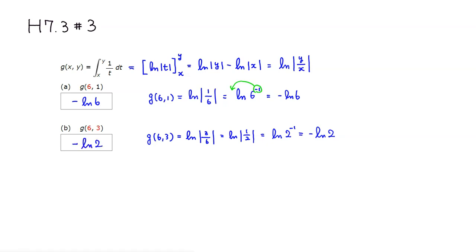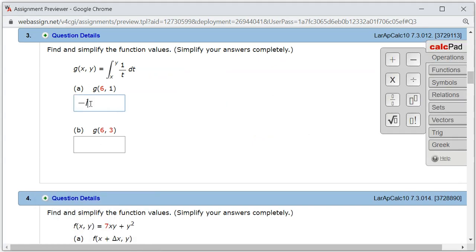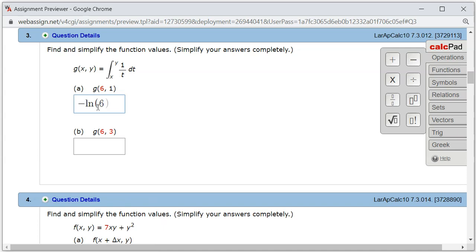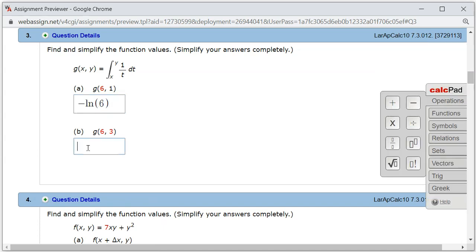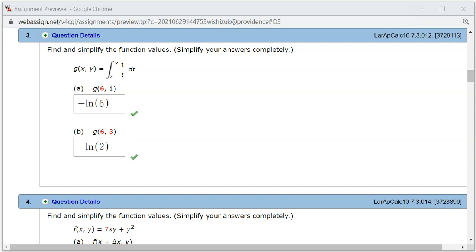So let's type it in. We got negative natural log of 6 and negative natural log of 2. Let's check the answer. All right, I came back and it looks like we got this one correctly. That's it. I hope that this was clear.